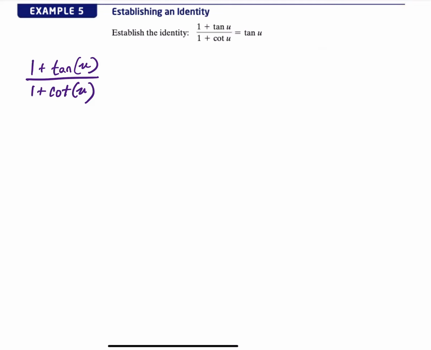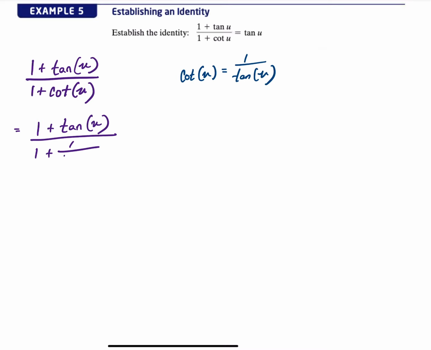So what can we do? Well, I can try to at least get this all expressed in terms of a single trig function. We know that the cotangent is equal to 1 over the tangent. So let's convert that cotangent into 1 over tangent and try to simplify as much as we can. So this will be equal to 1 plus the tangent of u over 1 plus 1 over the tangent of u.